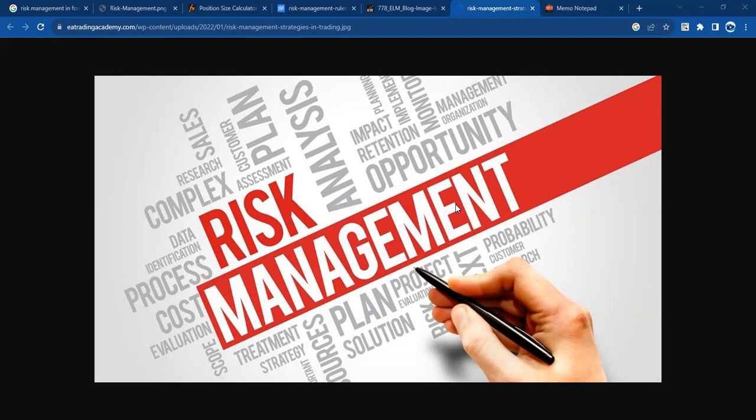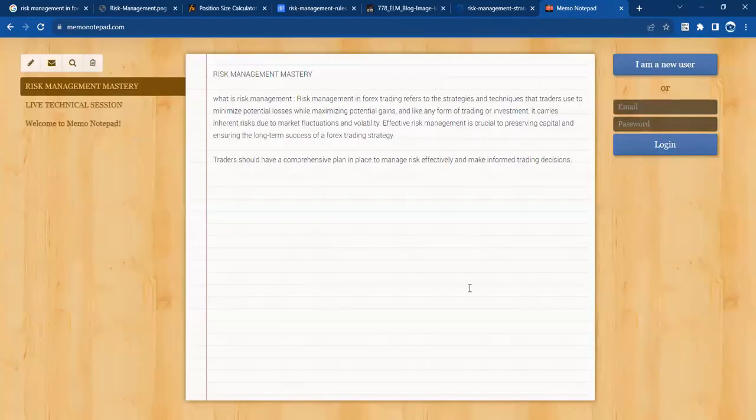So a quick introduction to risk management. Risk management is a way and techniques you implement to minimize your potential losses and also maximize your potential profits. In trading, there's always going to be a possibility for risk and also for profit. So this is an explanation I put together on risk management.